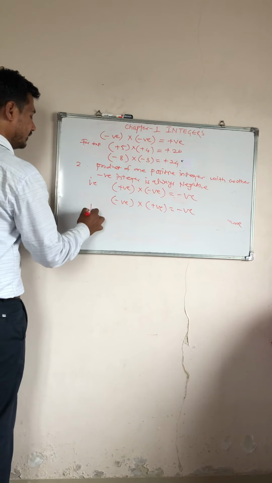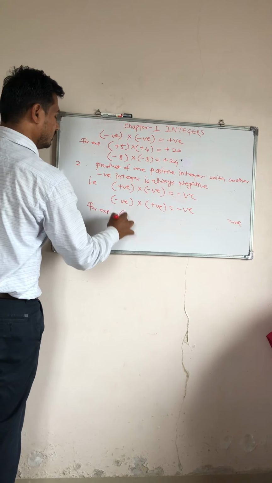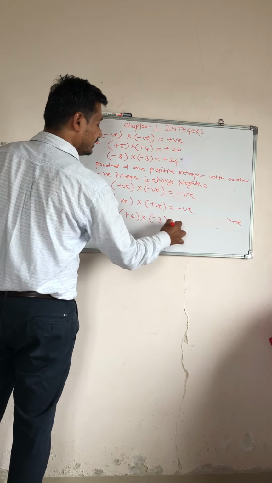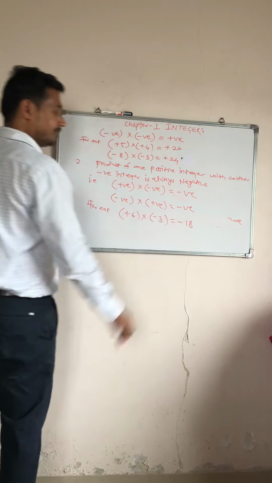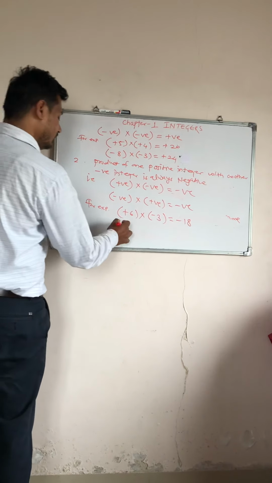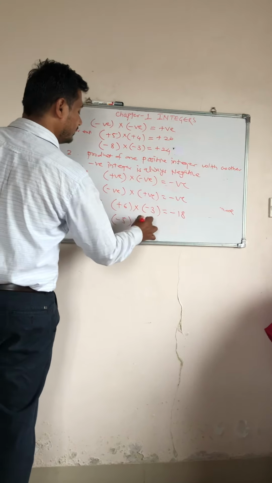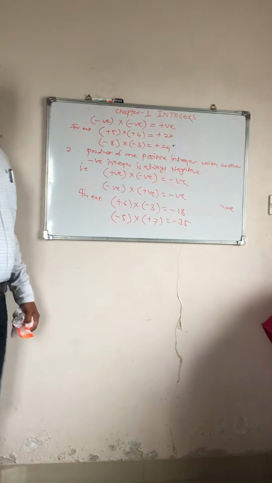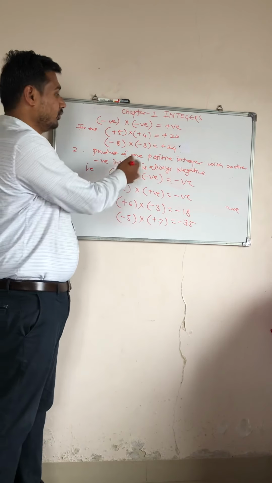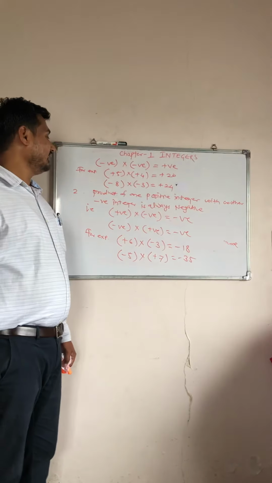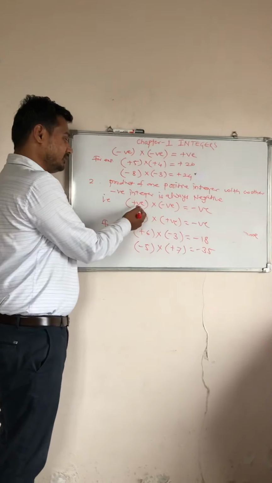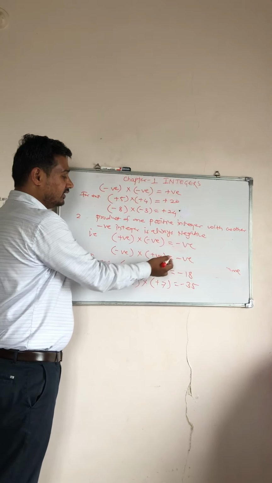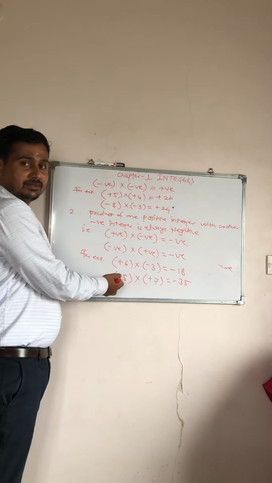For example, plus 6, a positive integer, multiplied by minus 3, a negative integer, gives the answer minus 18, which is a negative integer. Then minus 5 multiplied by plus 7 gives the result minus 35. So the product of a positive integer with a negative integer is always negative. And these are the examples.